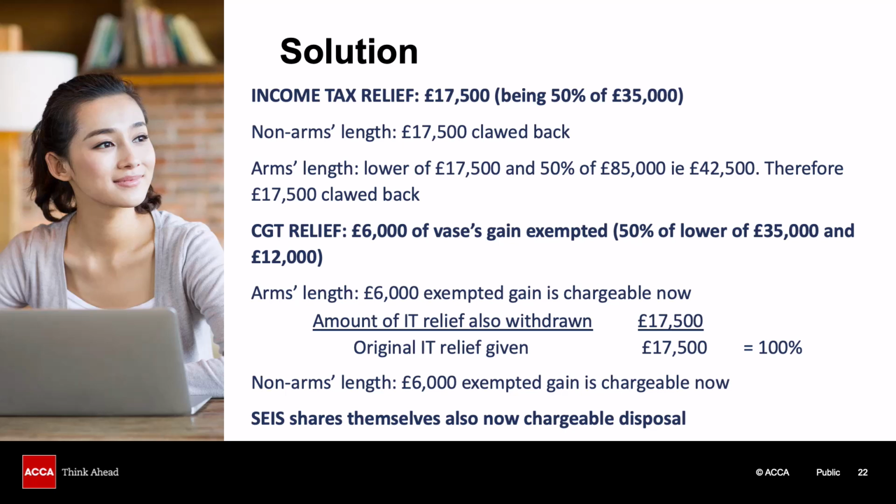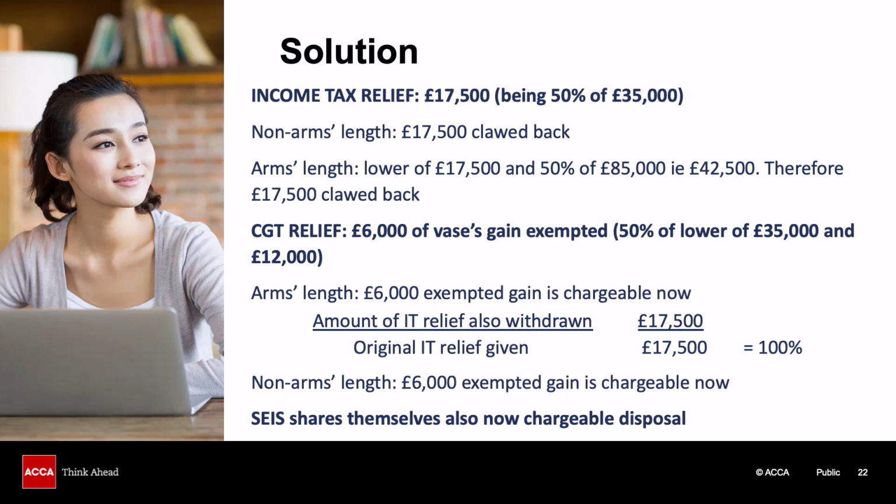Now they'd have been able to get income tax reduction of 50% of that cost, so £17,500. But because Jax sold the SEIS shares within 3 years, HMRC is going to claw back some or all of this income tax relief and also some or all of the CGT reinvestment relief. If the sale is to a brother, then this is not going to be at arm's length, and so the full amount of income tax relief given, that £17,500, is going to be repayable to HMRC.